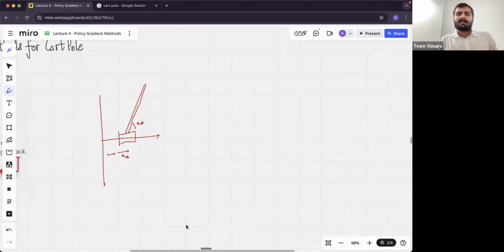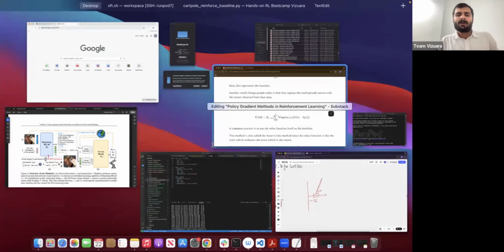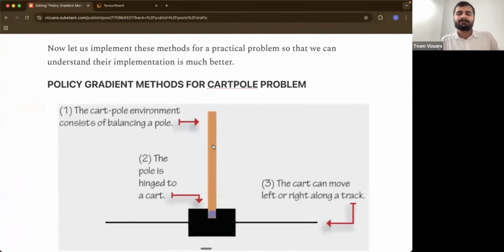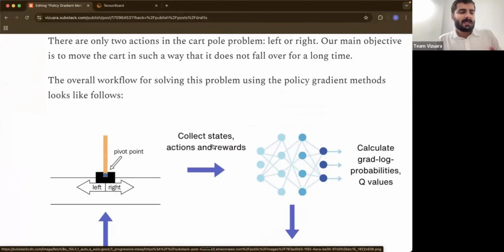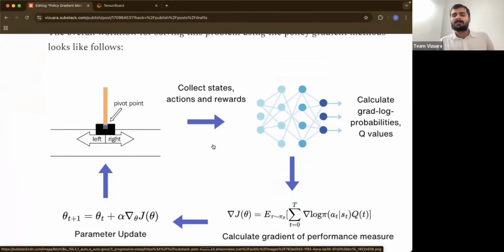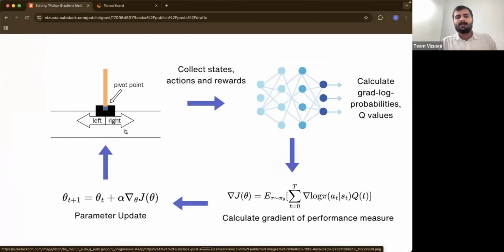Now let's start to understand how I'm going to think about this problem. Before we start looking at the code, let's first try to understand the logic which I'm going to implement. On the left is just my figure, or the schematic of the problem, which is the cart pole problem. Step number one is to simulate a bunch of episodes and to collect the states, actions, and rewards.